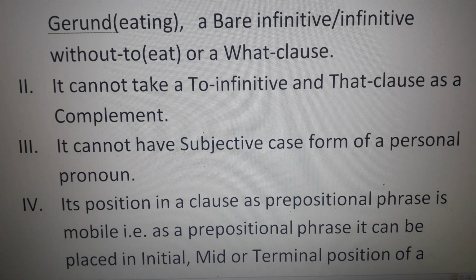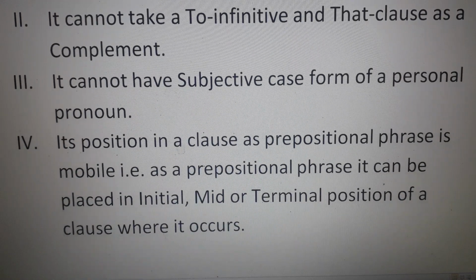Fourth, characteristics. Its position in a clause as a prepositional phrase is mobile, that is, as a prepositional phrase it can be placed in initial, mid, or terminal position of a clause where it occurs.